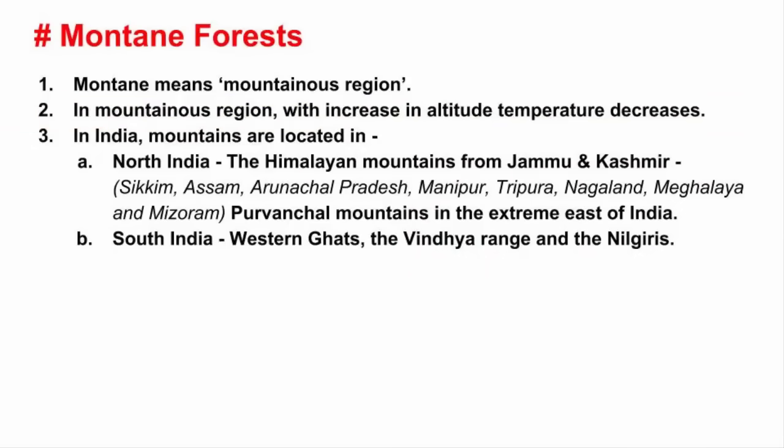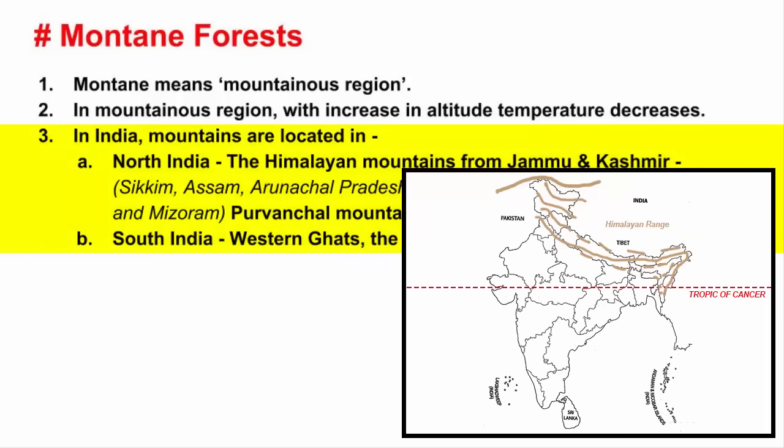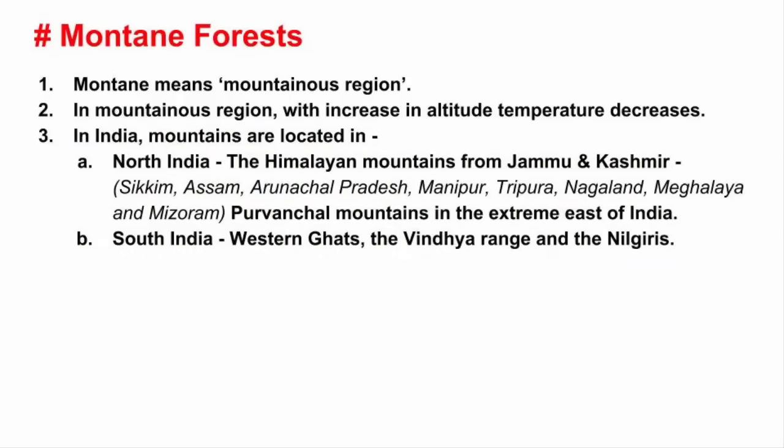If you look at the map of India, can you guess where the mountains are in mainland India? Broadly speaking, you will find mountains in the northern part. I am talking about the Himalayas. It stretches from the north to the extreme eastern part of India. In South India, you will find mountains in the areas of the Western Ghats, the Vindhya range and the Nilgiris. Now that we know where the mountains are, let's get to know about the forests that exist in these places.